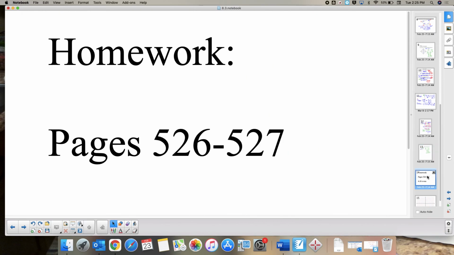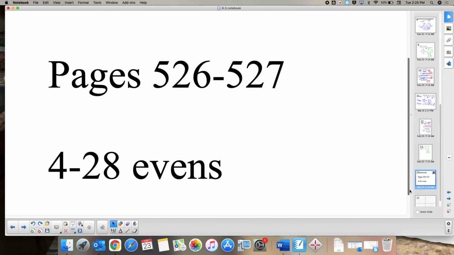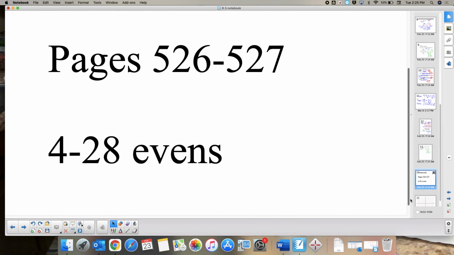Leads us to our homework here tonight. Pages 526 to 527. Numbers 4 to 28, the evens. If you have questions on anything, please make sure you ask.